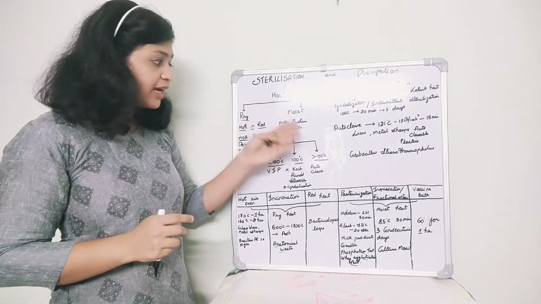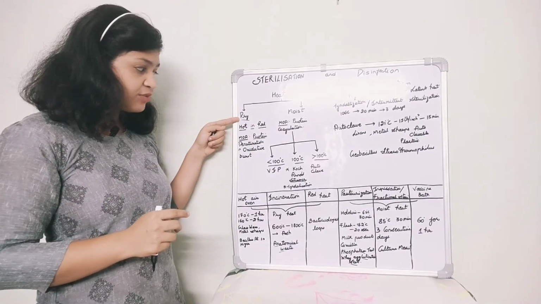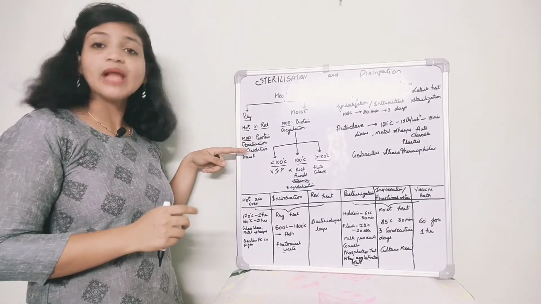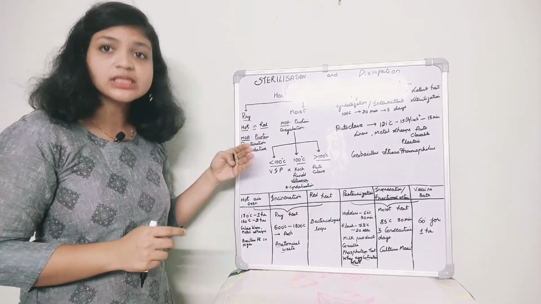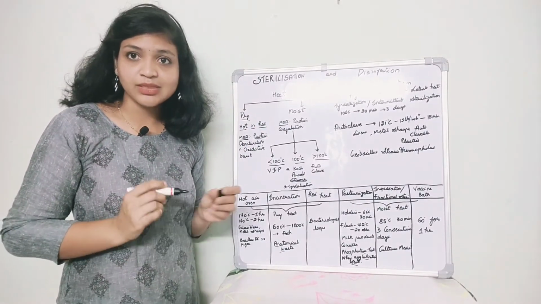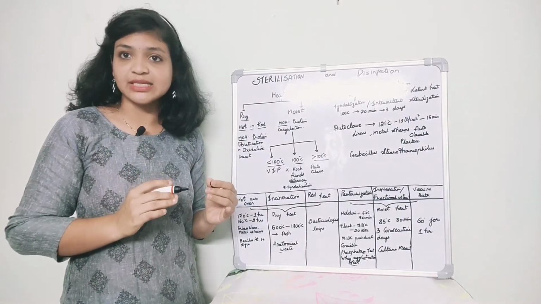And the mechanism of action for dry heat is protein denaturation and oxidative burst. For moist heat, the mechanism of action is protein coagulation. So this is about the heat process of sterilization and disinfection.